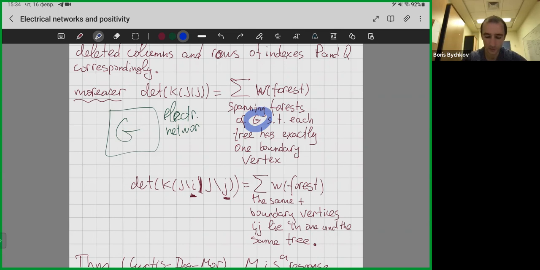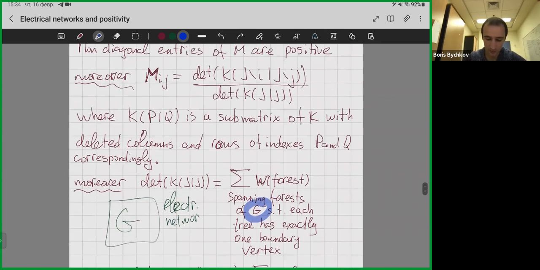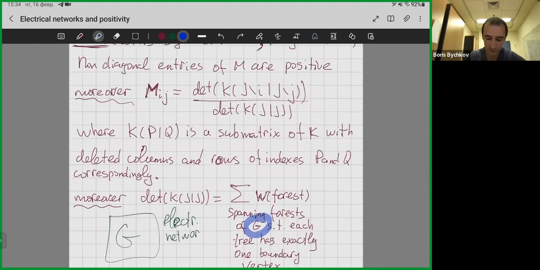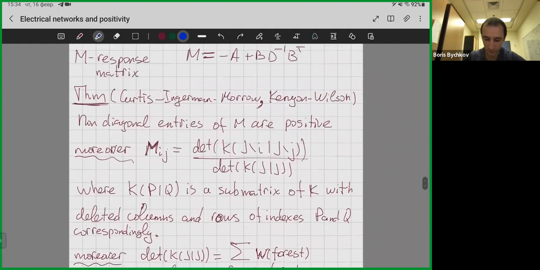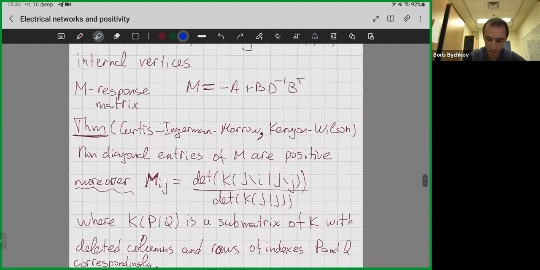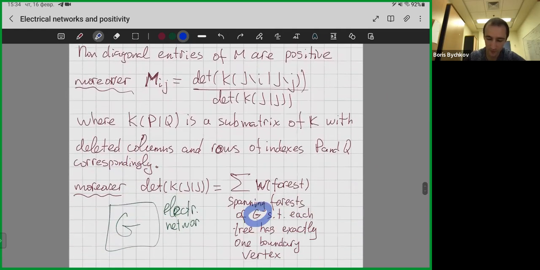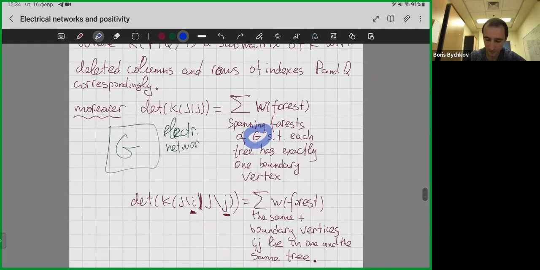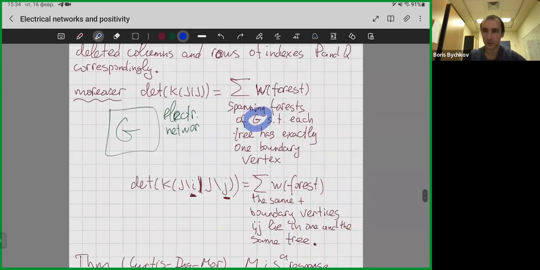So again, the statement that this Mij is a fraction of determinants is a corollary of just this formula for matrix M, and the statement that each of these determinants has an expression in terms of spanning forests is a generalization of the matrix tree theorem.